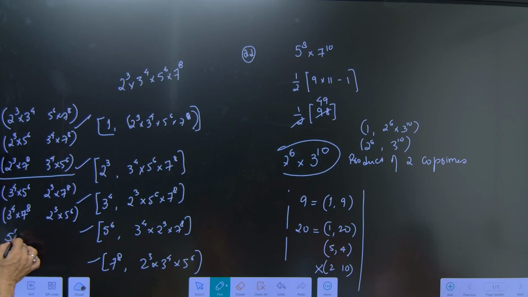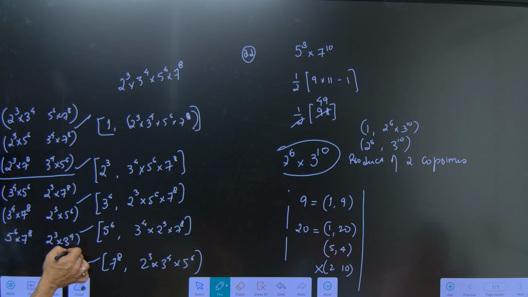5 raised to the power 6. Don't take 2 and 3, we already took the 2, 3 one. Then 7 raised to the power 8 and then with what? 2 cube into 3 raised power 4. So we took the pair of 2, now we have to take the pair of 3.